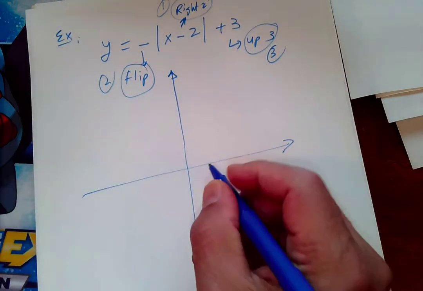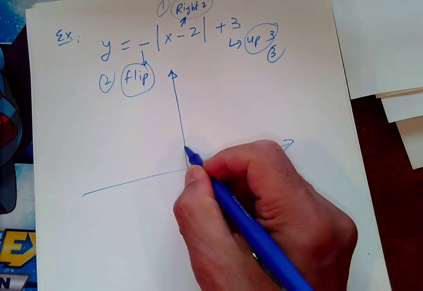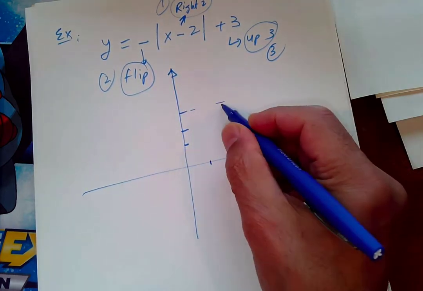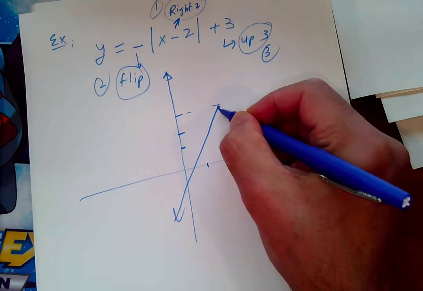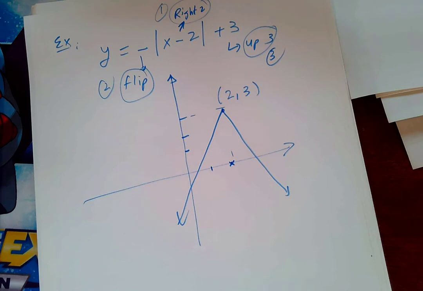So you move to the right 2, it's upside down, but then you go up 3, but it's upside down. And this point should always be labeled. This time it's 2, 3.